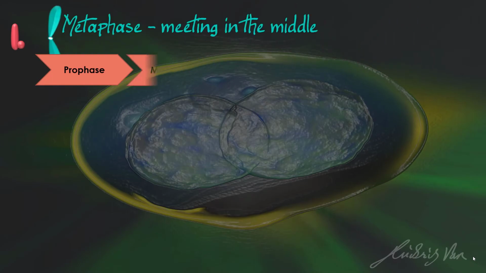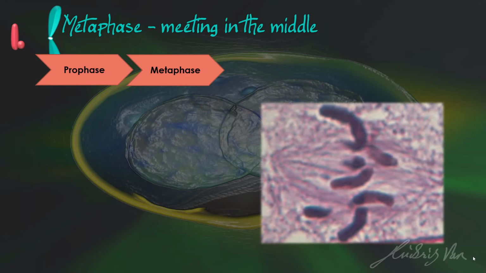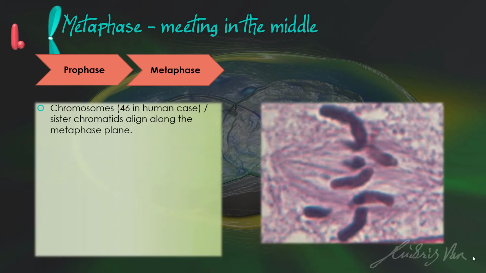The second phase is the metaphase. And as before, it is more important that you are able to identify that in this picture, the sister chromatids are meeting up in the middle. So the sister chromatids align themselves along the metaphase plane. This is the metaphase plane. You do not need to know the name. You just need to know that they align in the middle.